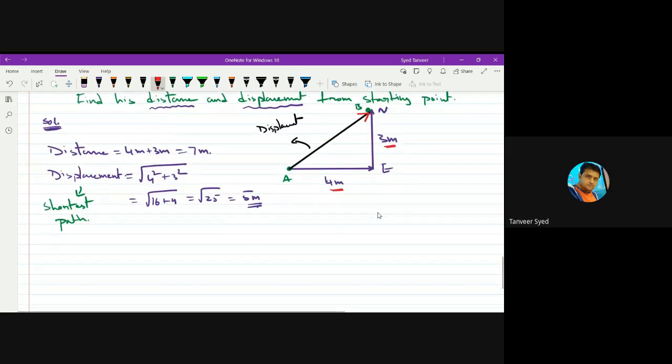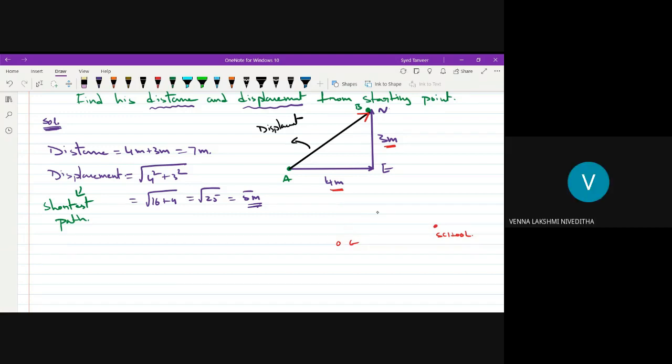You start from your home. Your school is here. But the path that you go, the road is something like this. You first of all start from your home like this, and you take a right turn. Then again you take another right turn. Then you go straight. This is the distance. Actual path from your home to school is the distance. But displacement from your home to school is this. Shortest path between 2 points is displacement. Okay, sir. Understood, sir.